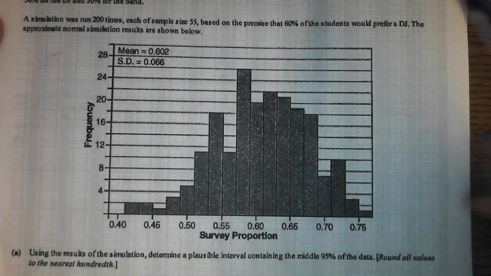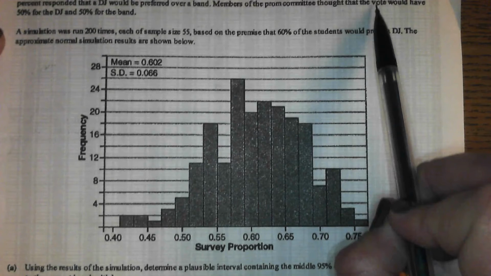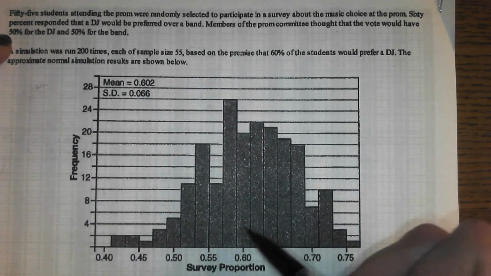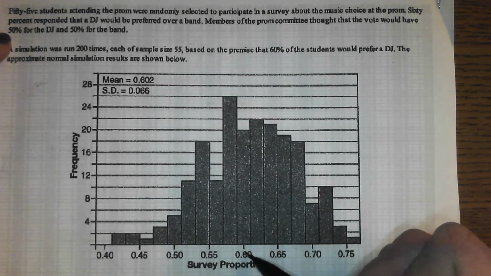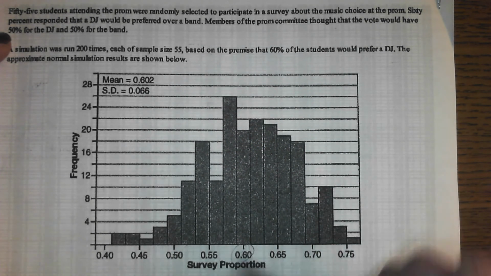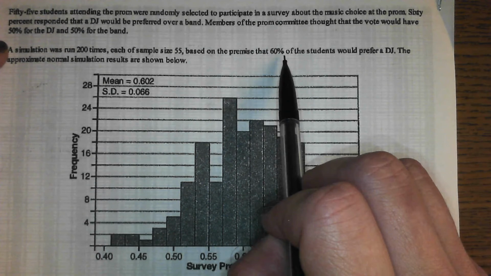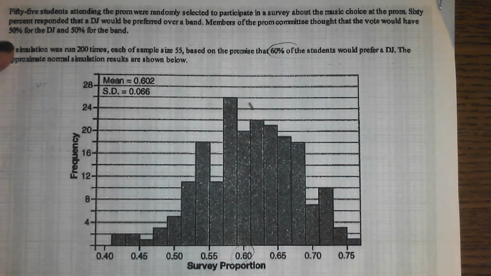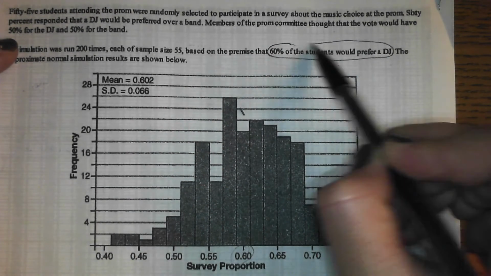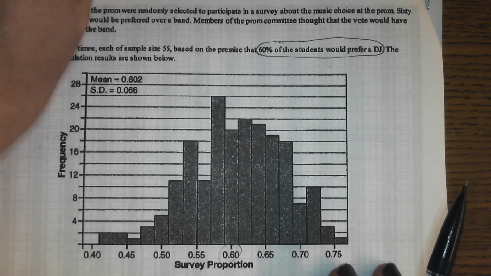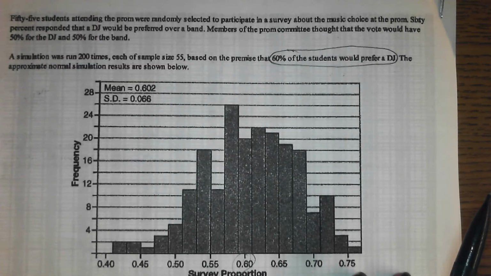So we have 55 students that were going to the prom and participate in a survey about their music choice. 60% responded that a DJ would be preferred. So just in our sample, 60% was what we ran our simulation off of, because that's what our one sample showed, is that 60% wanted a DJ. So we're trying to decide, is that 60% legitimate for the population, or was that just luck of the draw of the sample we happened to take?